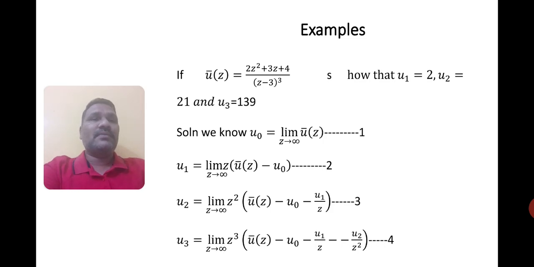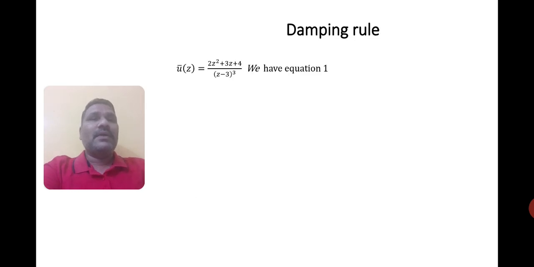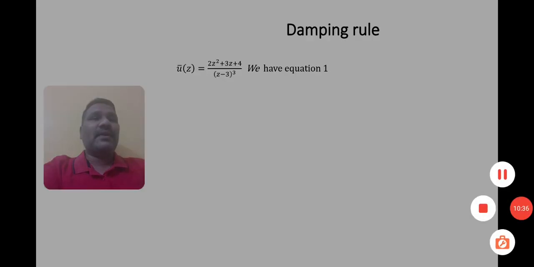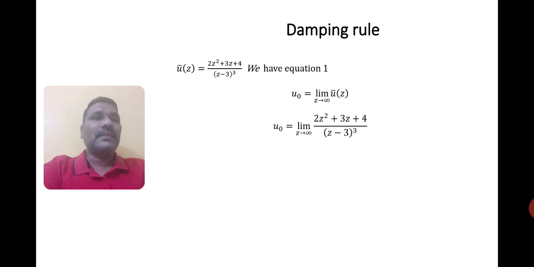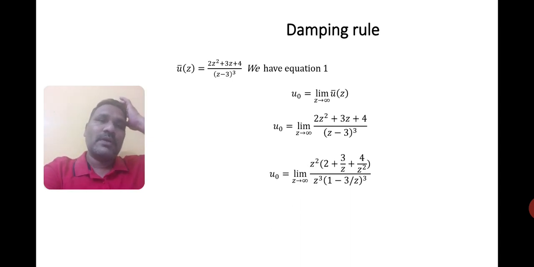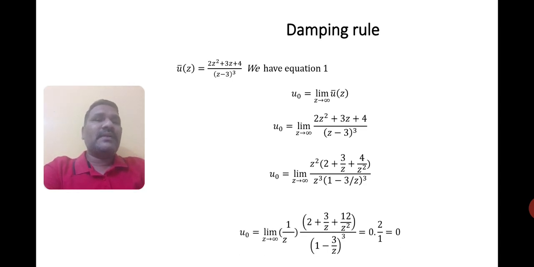Same thing is there; I will go a little bit fast. ū(z) we will get here as (2z² + 3z + 4) divided by (z − 3)³. It is equation 1. Here you see that I just supplied ū(z), which is (2z² + 3z + 4) divided by (z − 3)³. Now you simplify by taking the common in numerator and denominator. What answer will you get? You will get the answer as 0.